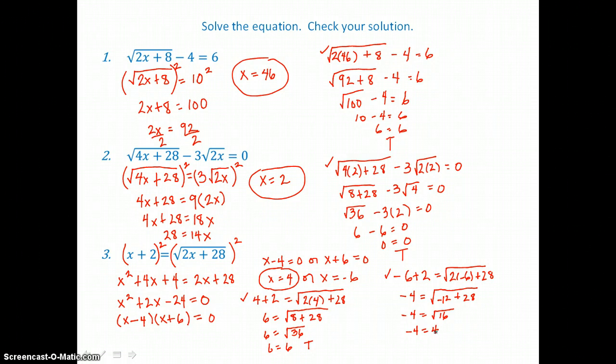Negative 4 does not equal positive 4. This is a false statement. So I know that negative 6 is not a good solution to this equation. The only good solution is x equals 4.